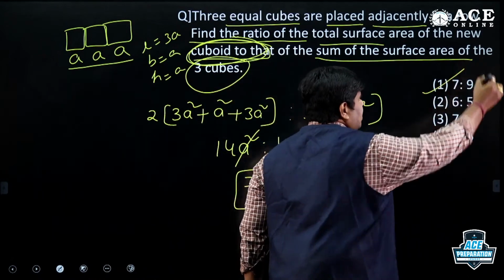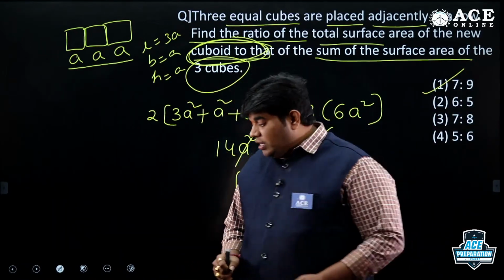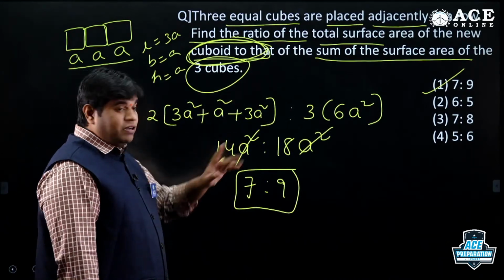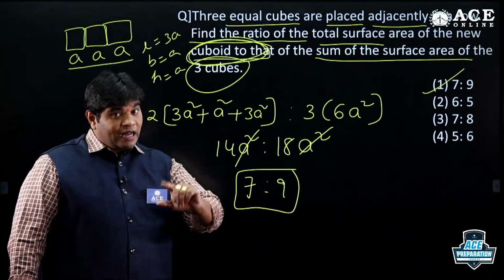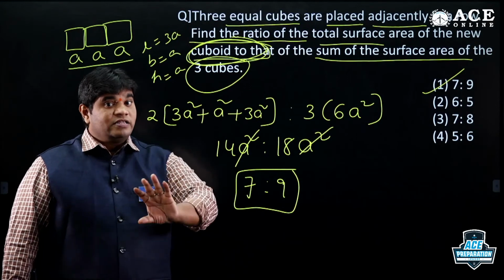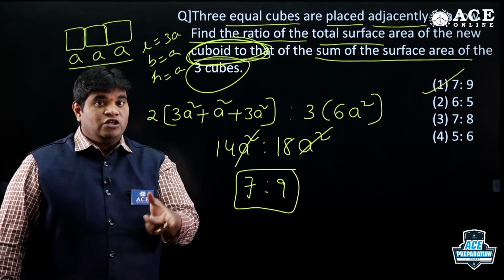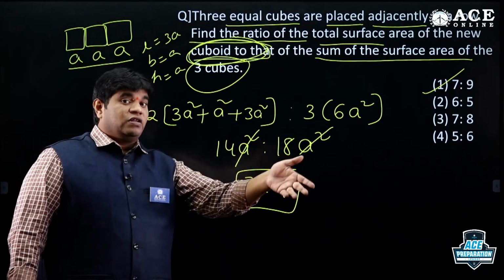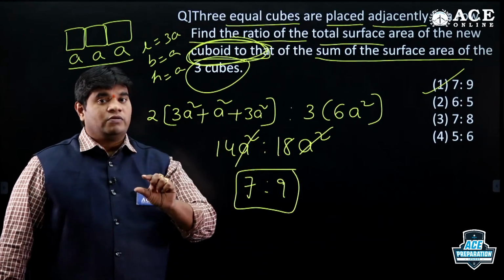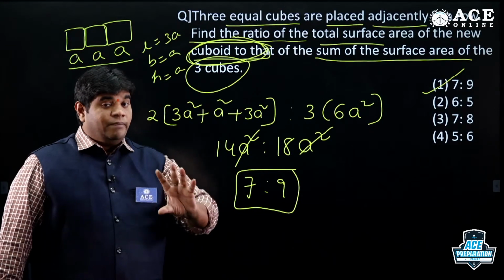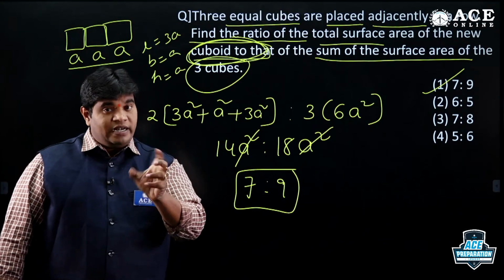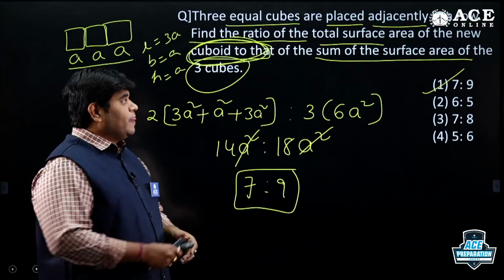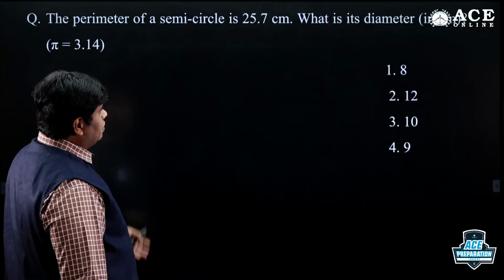So option A is the right answer, friends. Are you getting the concept? Are you just getting the answer and feeling satisfied? Not like that. The concept is important. Are you getting the concept or not? That is important. So 3 small cubes or whatever it may be, the concept is the old and new ratio. Melted means volume should be equal. Concentrate on concepts.